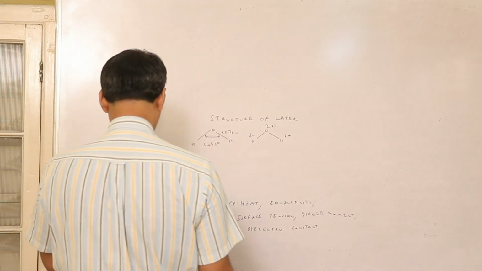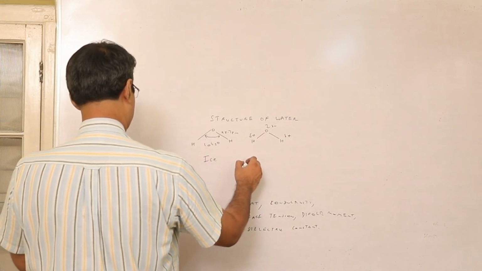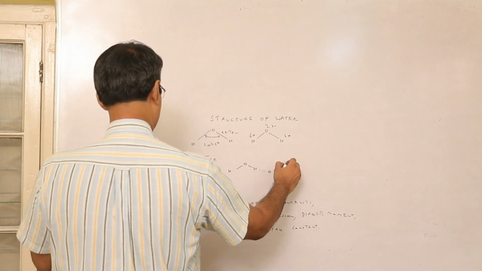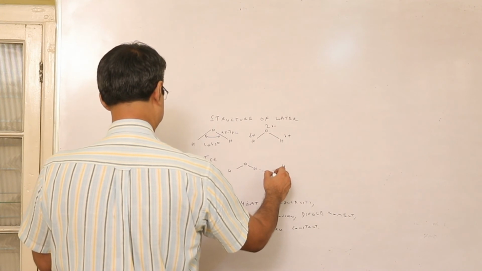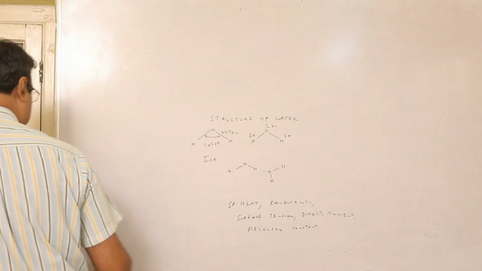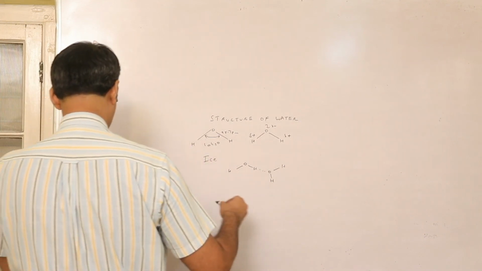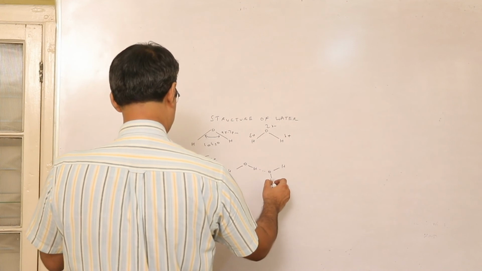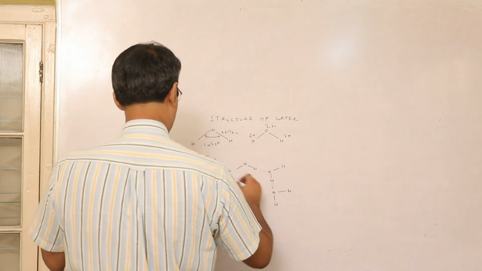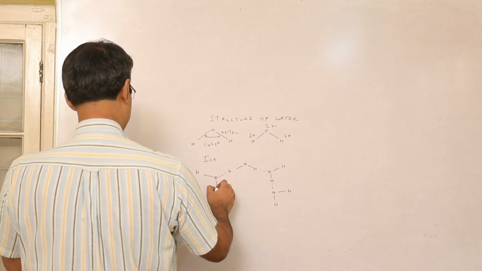Now the thing is that the structure of ice is such that each water molecule is tetrahedrally bonded to 4 other water molecules, and in fact, to give you an idea, this is how the tetrahedral structure looks.